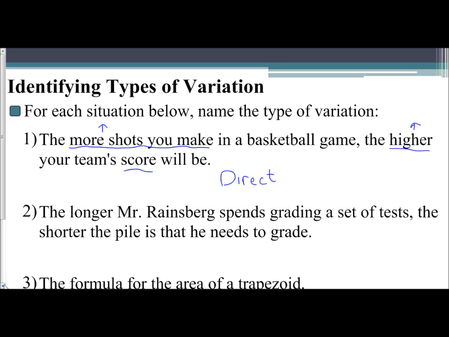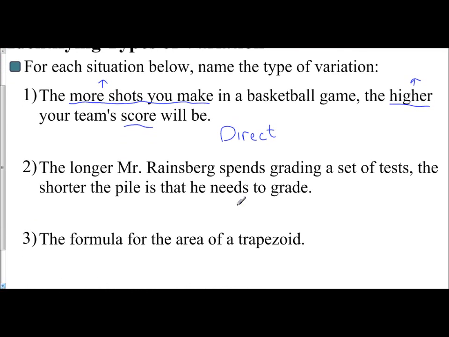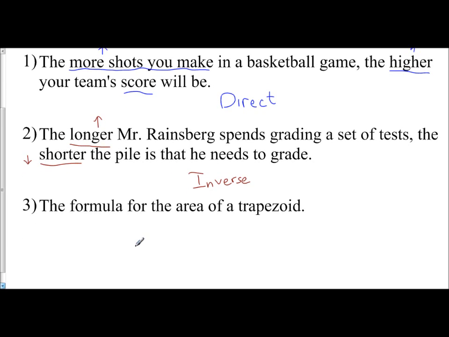If we look at number 2, the longer Mr. Rainsberg spends grading a set of tests, the shorter the pile is that he needs to grade. So we're talking about the amount of time I'm taking to grade a set of tests. So longer, we see that means increasing. Then the test pile will become shorter. The test pile will decrease. So I see my two variables have an opposite relationship with each other. They have an inverse relationship with each other.